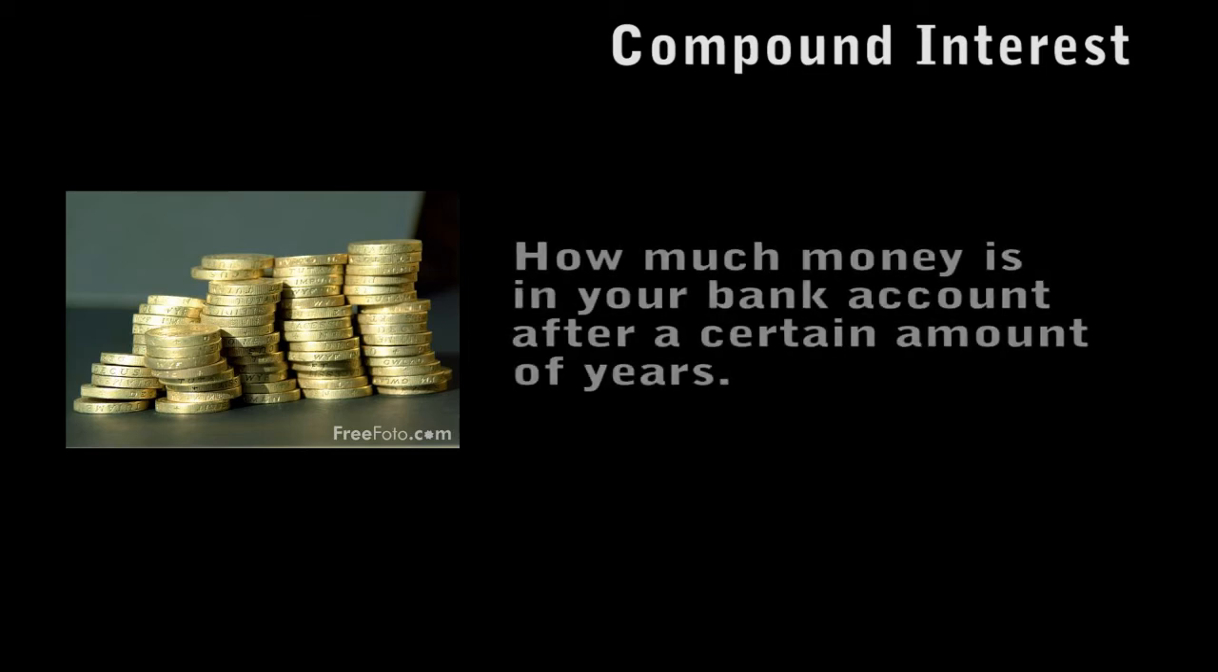What we're going to look at now is something called compound interest. Compound interest is basically what banks use to calculate how much money should be in your account after a certain amount of years. Now, it's different to simple interest.